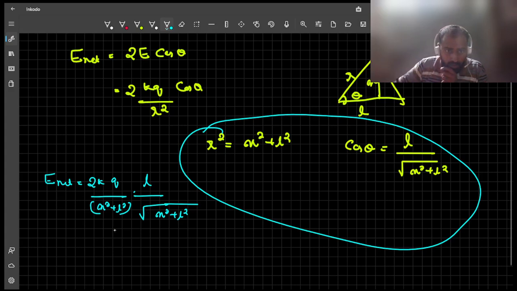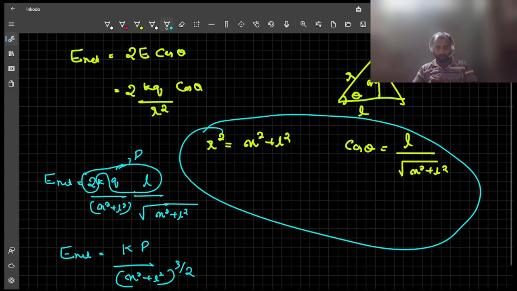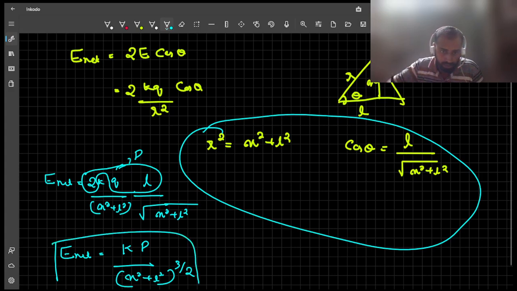So if I write E net, if I take q into L as p, the electric dipole moment, so that Kp by x square plus L square, the whole raised to 3 by 2, since 1 plus half is 3 by 2. This is the equation of net electric field in the equatorial plane.